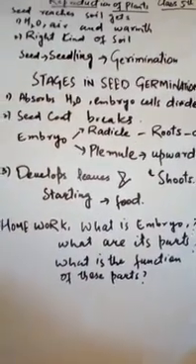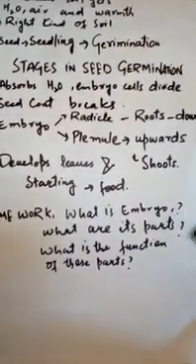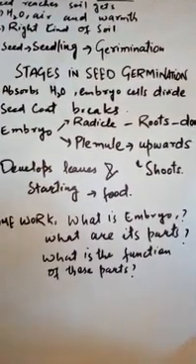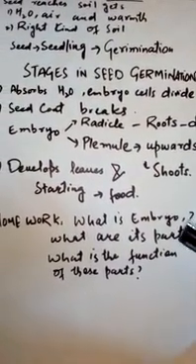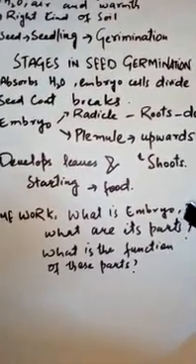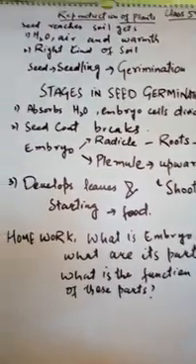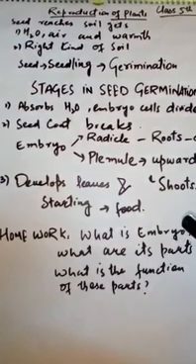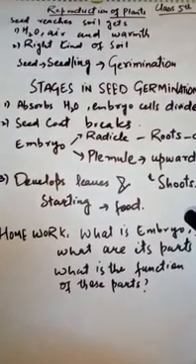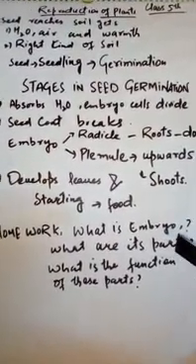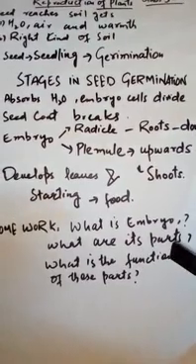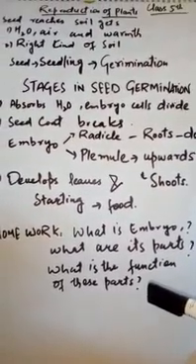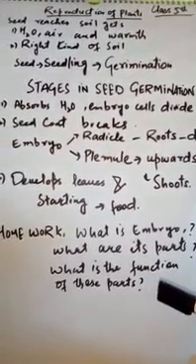So there is homework for you at the end, where you will answer some questions. The first question is, what is an embryo? It is the embryo with respect to plants, so you have to give the answer with respect to plants. What is an embryo? What are its parts? And the third question is, what is the function of these parts?